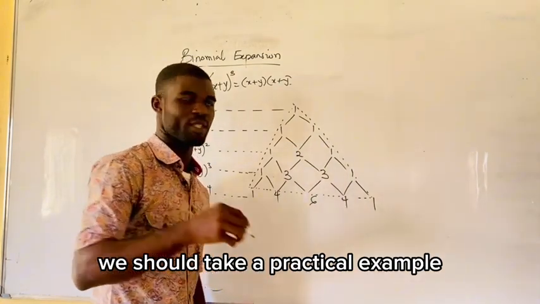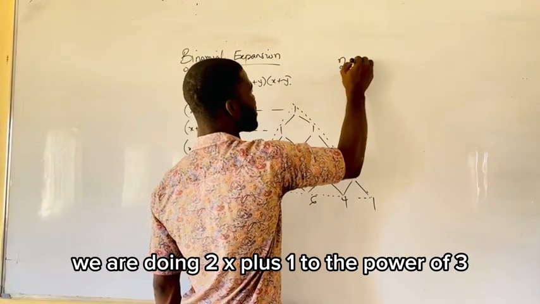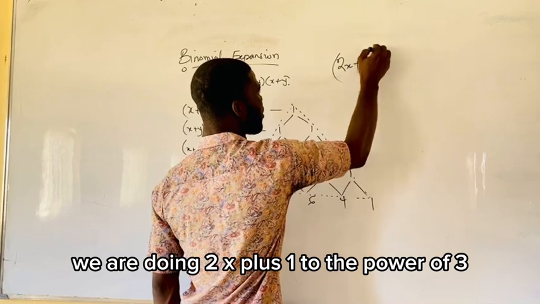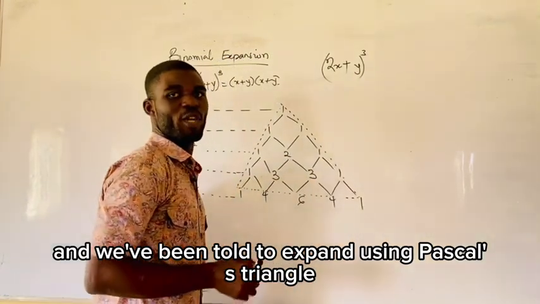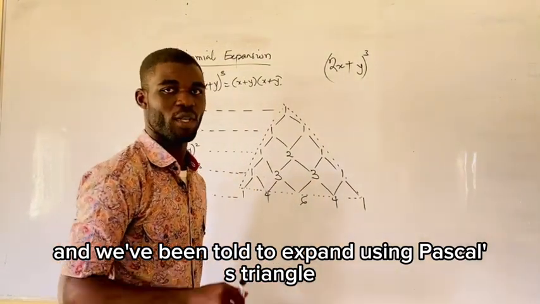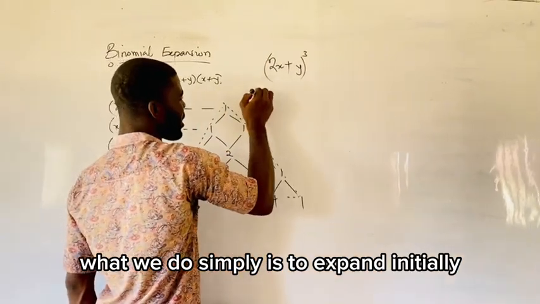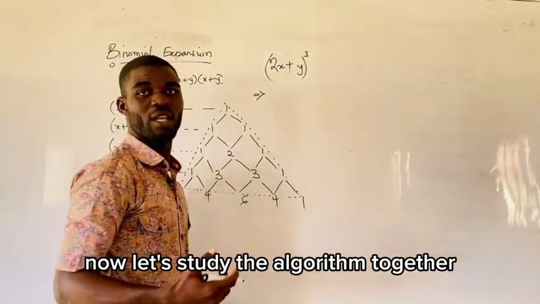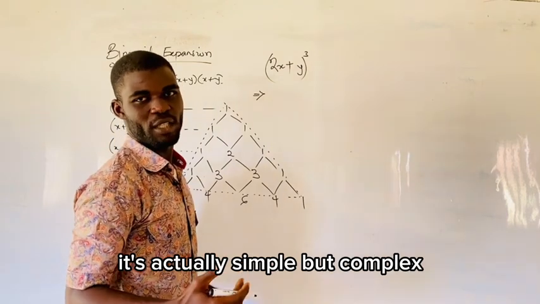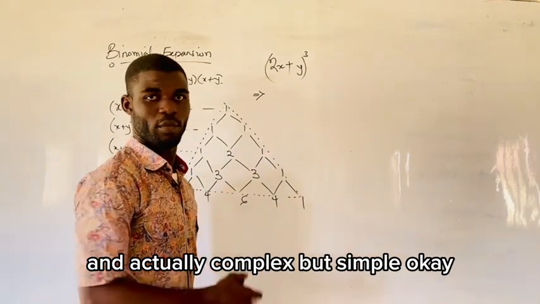We should take a practical example. Take for instance, we are doing (2x + y) to the power of 3, and we've been told to expand using Pascal's triangle. How do we run this? Now, what we do simply is to expand initially the whole of this. Now let's study the algorithm together. It's actually simple but complex, and actually complex but simple.